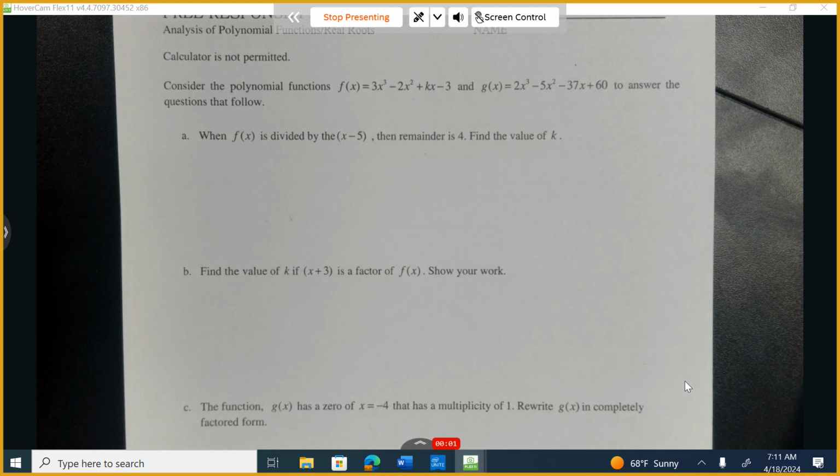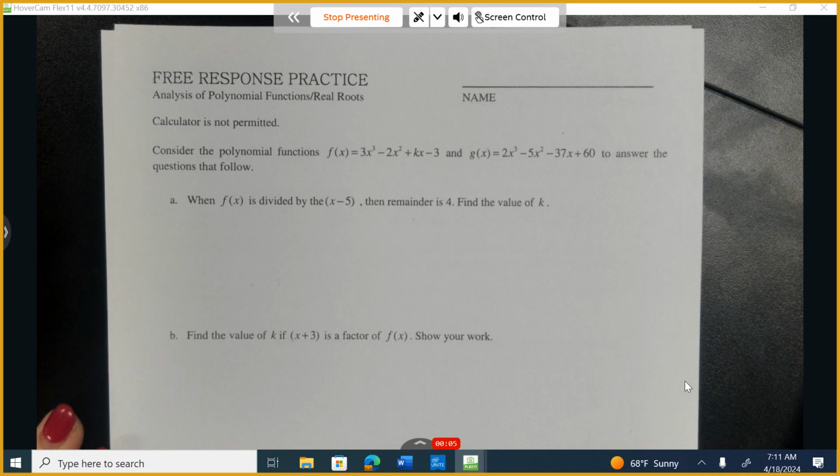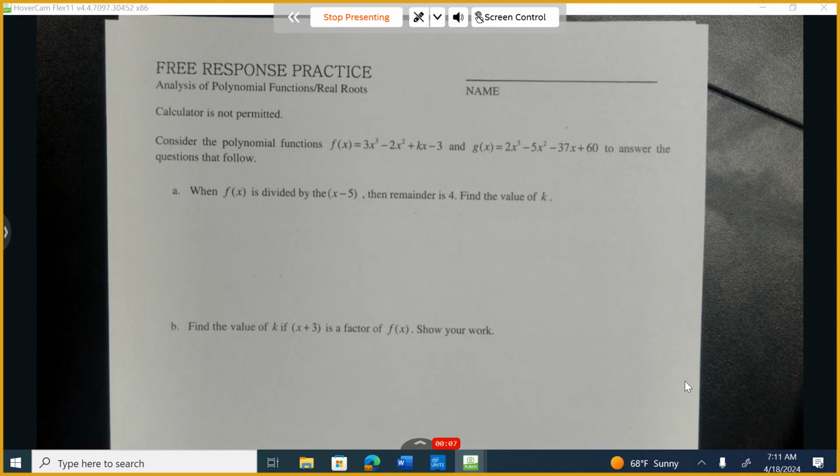To ensure that you are doing it correctly. All right, here we go. So we are on this side. Please find this handout, whether you are in live instruction or indirect instruction.